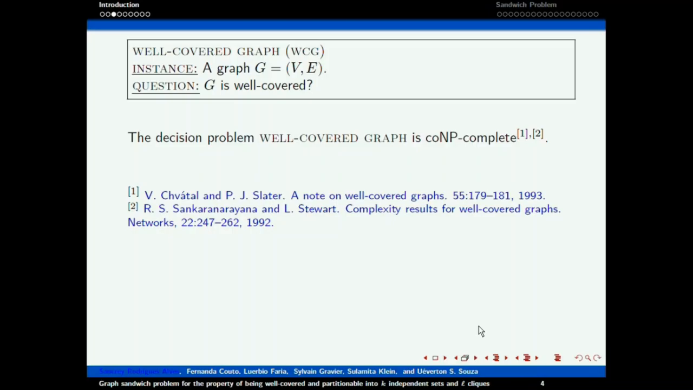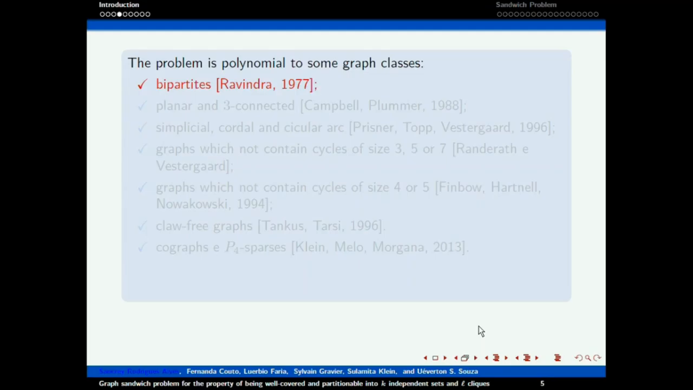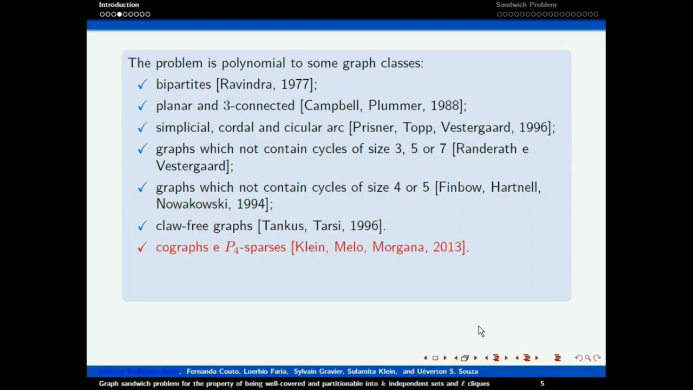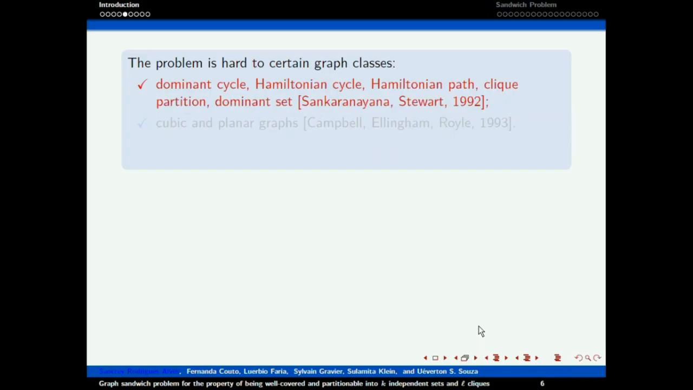However, the problem is polynomial for some graph classes such as bipartite, planar and triconnected, simplicial, chordal and circular arc graphs, graphs which do not contain cycles of size 3, 5, or 7, graphs which do not contain cycles of size 4 or 5, claw-free graphs, cographs and P4 sparse. The problem remains hard for certain graph classes, such as dominant cycle, Hamiltonian cycles, Hamiltonian path, clique partition, dominating set, cubic and planar graphs.